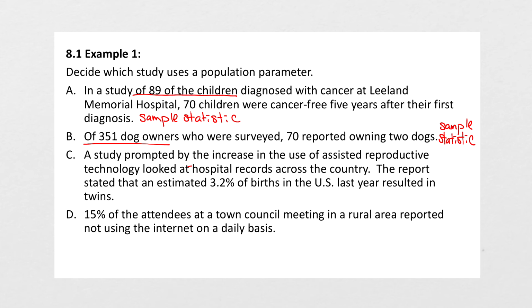C says, a study prompted by the increase in the use of assisted reproductive technology looked at hospital records across the country. The report stated that an estimated 3.2% of births in the United States last year resulted in twins. So in this case, we're actually looking at all the births in the United States. That is the population. So this one is our population parameter.